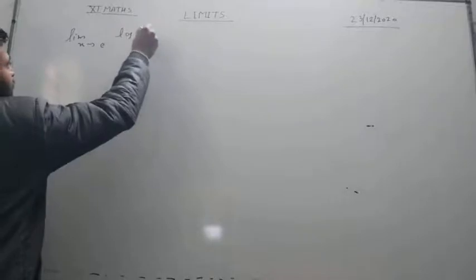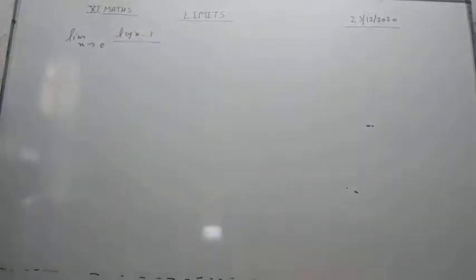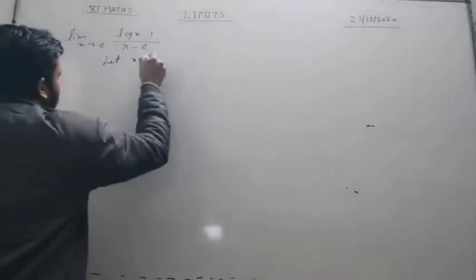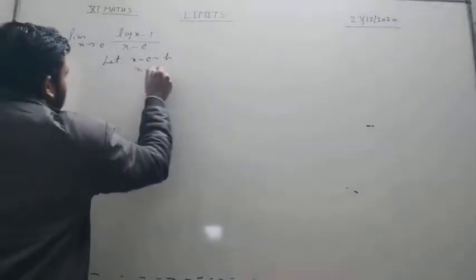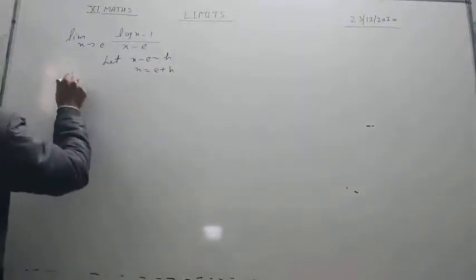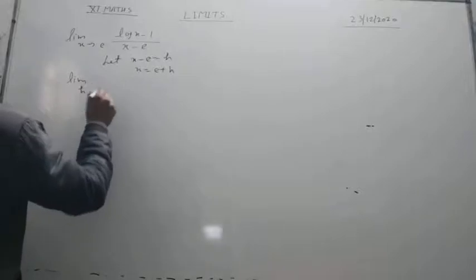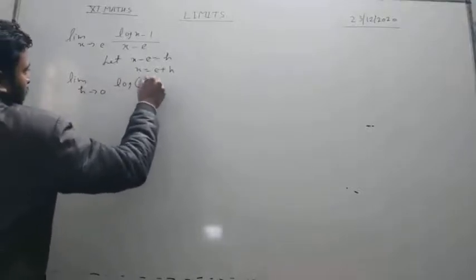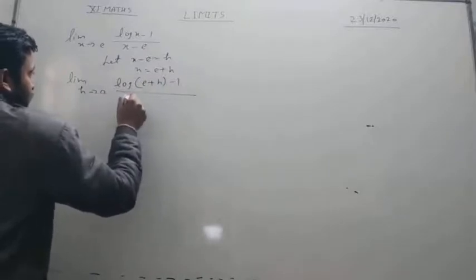Next question is, students: limit x tends to e of (log x minus 1) by (x minus e). Okay, students, this is limit x tends to e of (log x minus 1) by (x minus e). So we take let x minus e is equal to h. So x is equal to e plus h. Now we write limit h tends to 0 of (log(e plus h) minus 1) by h.